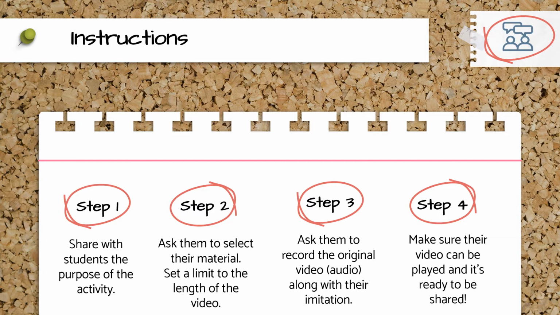Step 3 is to ask them to record the original video and the audio of the video, and they also need to speak at the same time. In this way, you can actually compare how close they are to the real pronunciation. And step 4, just make sure that the video can be played and it is ready to be shared.